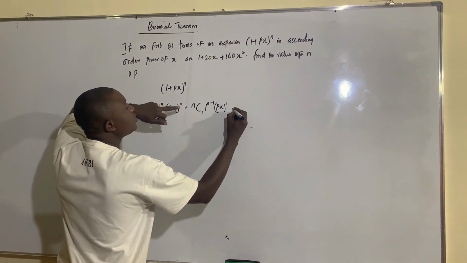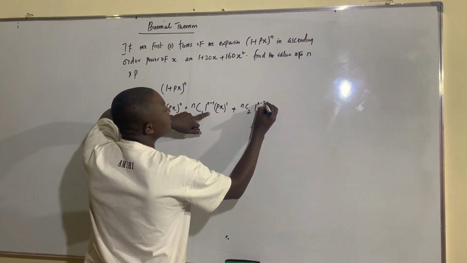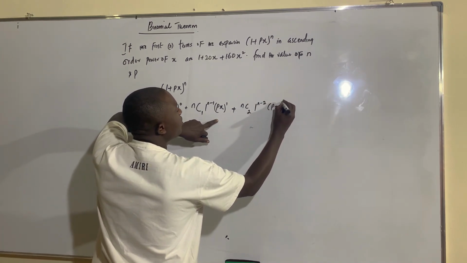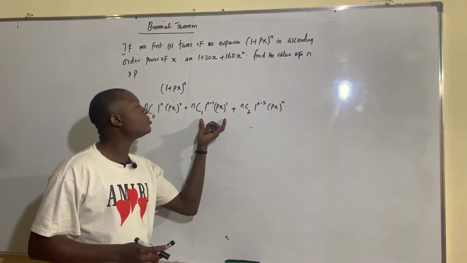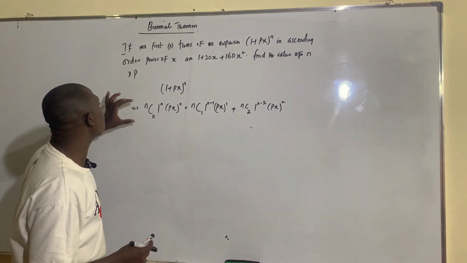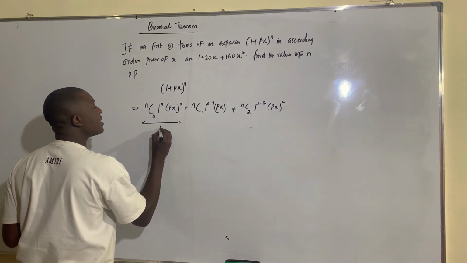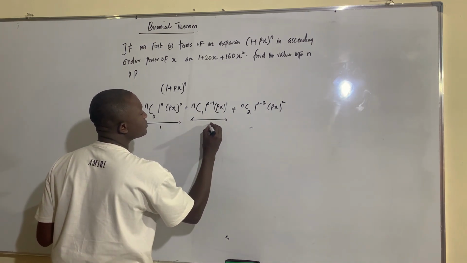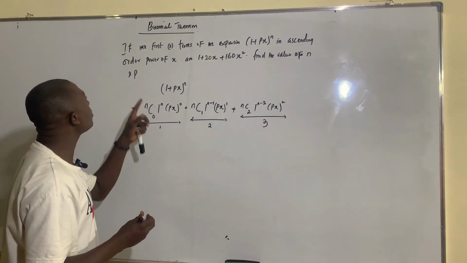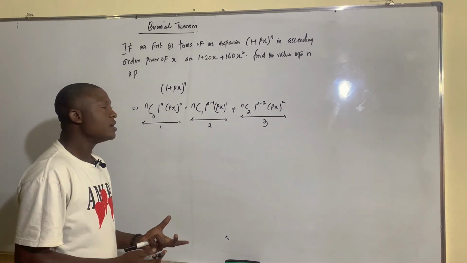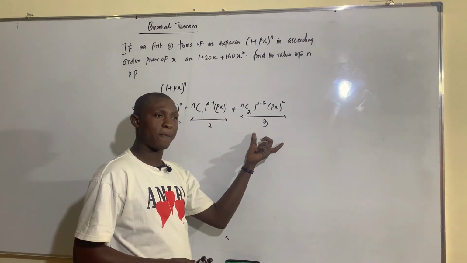Now, plus the third one, we are going to have n combination 2, 1 raised to the power of n minus 2, then px raised to the power of 2. So the first term is this, the second term is this, and the third term is this. Let me indicate it to make it easier and more interesting. This is the first term, this is the second term, and this is the third term. Just like the way they stated in the problem, the first three terms, which means you don't need to go further. I hope you are following.